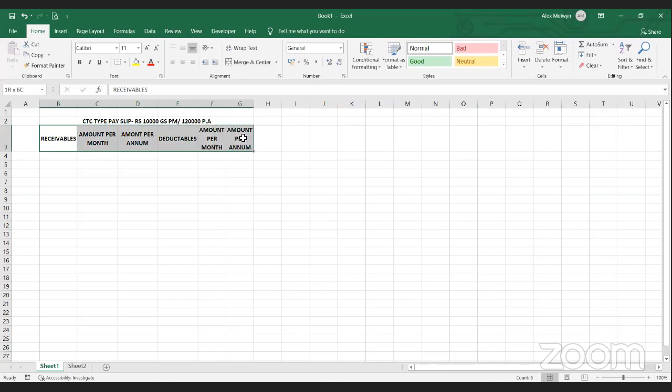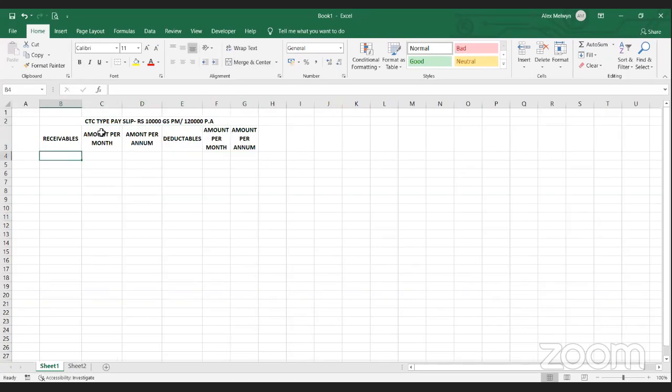Okay, so let us go one by one. The first step is, we need to divide the column into 2 halves, receivables and deductibles, per month and per annum, and then you have to calculate per month and per annum. So let me just quickly put the numbers here so that you will have a lot of clarity.